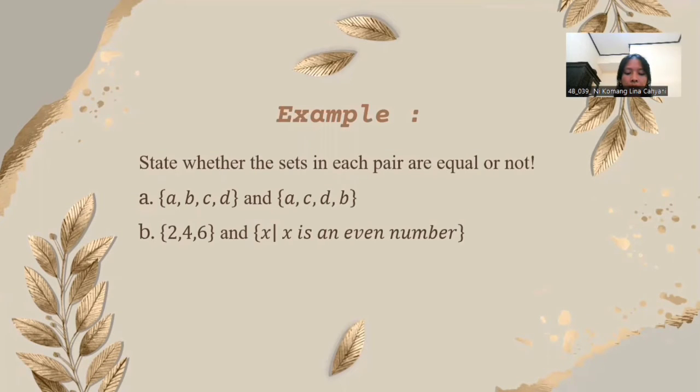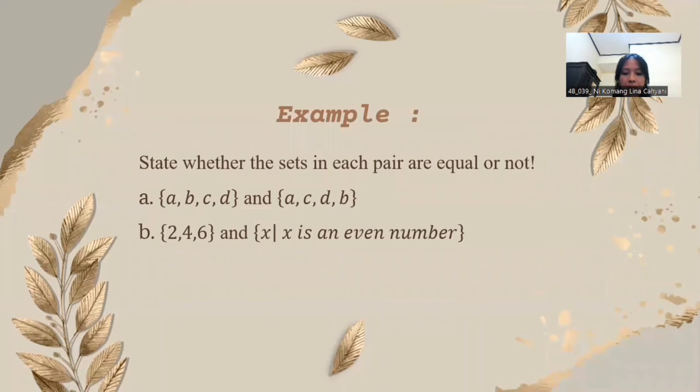Now let's look at part B. In part B, the first set is {2, 4, 6}, and the second set is the set of all x such that x is an even number. So we are going to determine if they are equal by first looking at the set {2, 4, 6} and checking each of its elements.